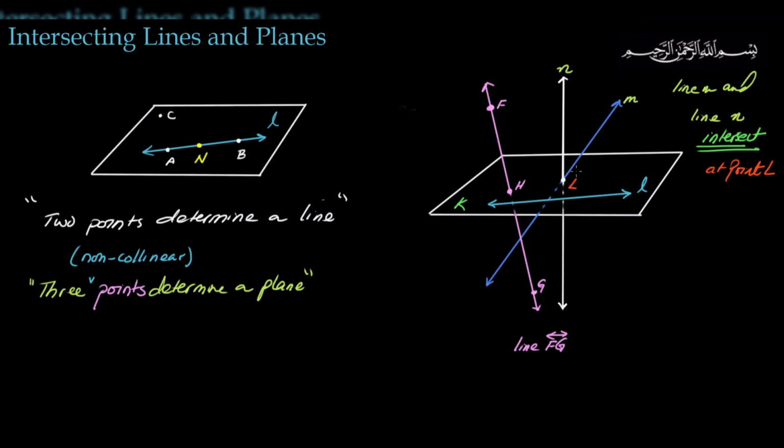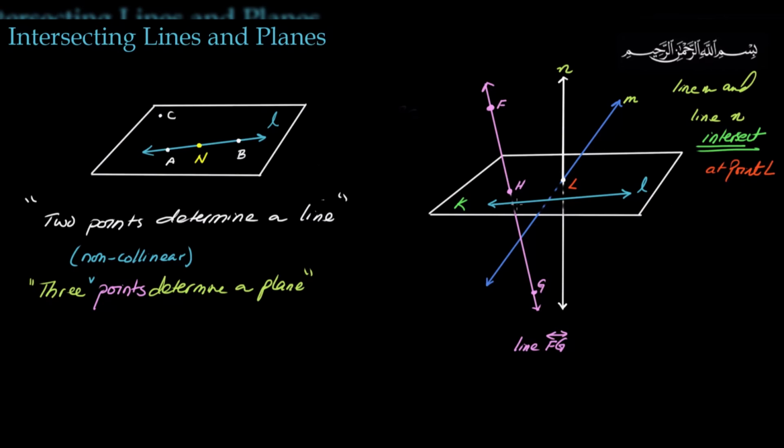Does not intersect any of these lines, because line M is not in the plane. Line M is not in the plane. It's going through, like a pencil poking through the plane. Whereas line L here is on the plane. So these are all different scenarios where lines and planes can intersect.